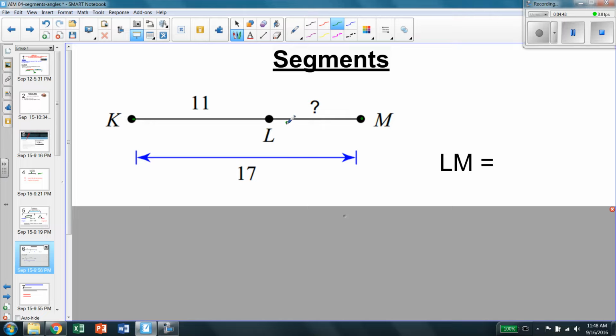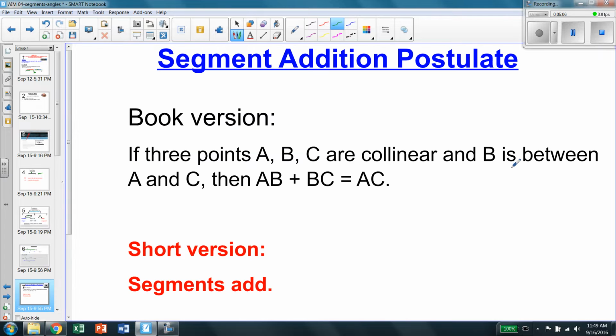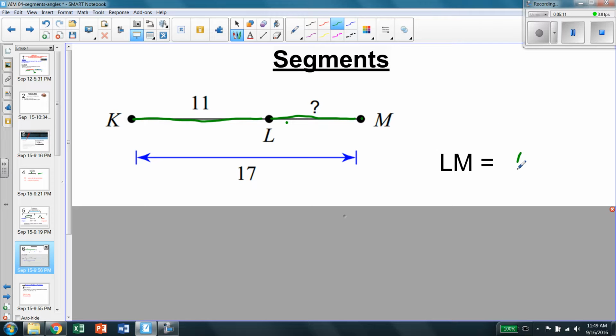Well, the long and short of it is this piece right here plus this piece here together makes this long piece altogether. So 11 plus what number gives us the entire segment? The only thing that would make sense there would be 6. If this was 6, 11 and 6 all together gives a length of 17.